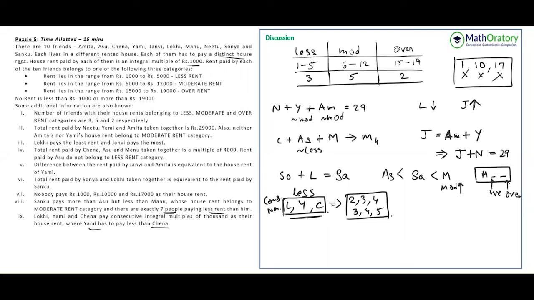So these 2 individuals we can figure out now. So this has to be Amita and J also in this order, right? Because J is the highest one. So Amita and J are in this over category. Great. So this is done. What else can we say?